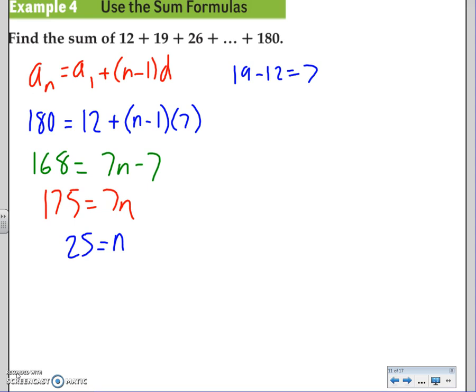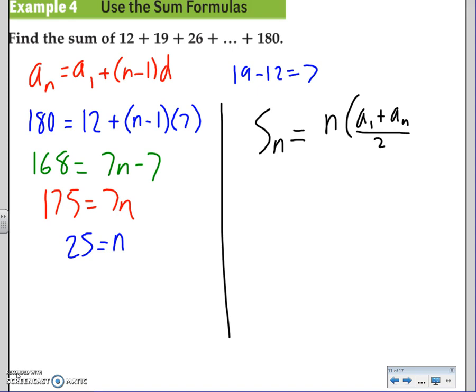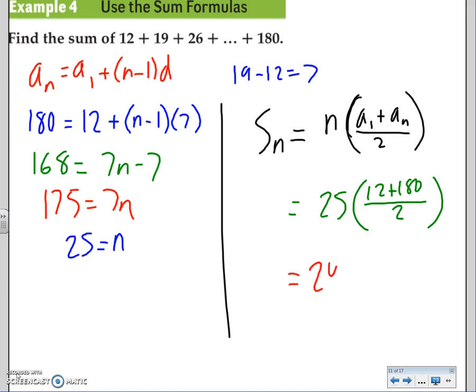So now I can use that sum formula. The sum formula was this. The sum of the series will be n times a1 plus a n all over 2. Alright, so I'm going to plug in. So there are 25 terms times the first term was 12 plus the last term is 180 all over 2. And you can use that in the calculator, and we get 2,400. Again, it's a really nice story that goes with this, but I'll tell you that in class later.